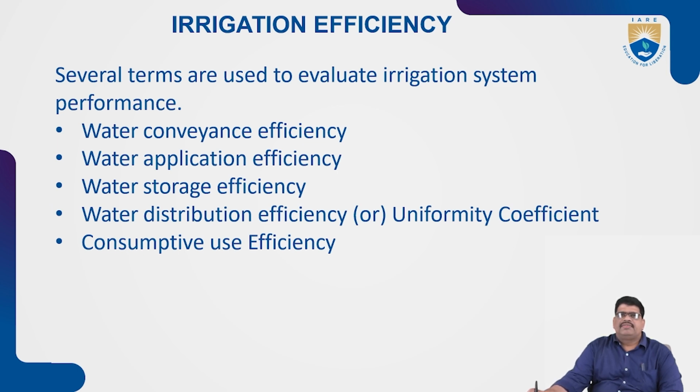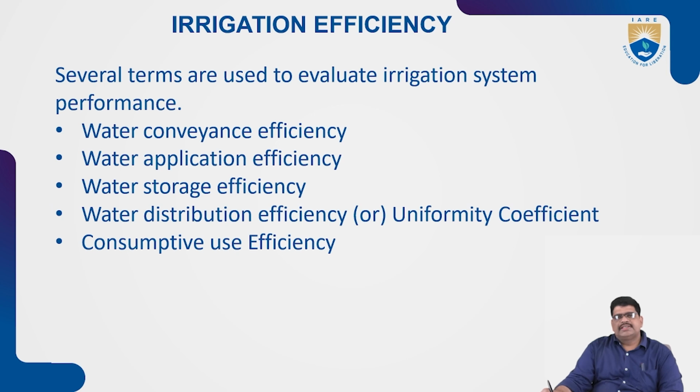The first ones are water conveyance efficiency, water application efficiency, and water storage efficiency. Conveyance means how the water flows from one place to another, under which conditions and techniques, as we discussed previously. Next, application efficiency: the techniques may be known, but how they are applied is very important.